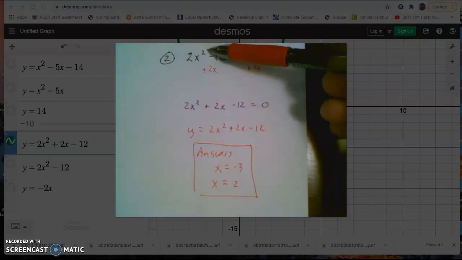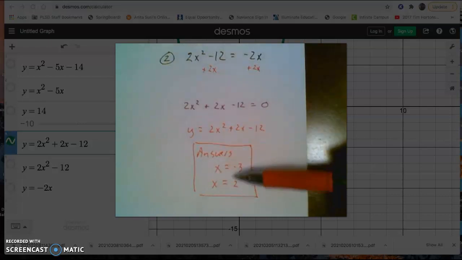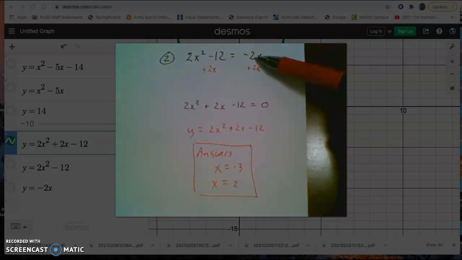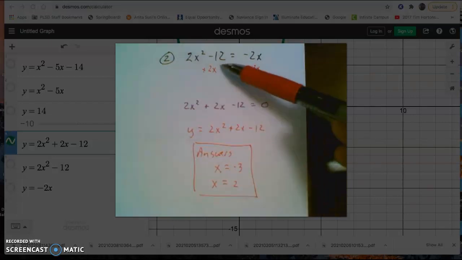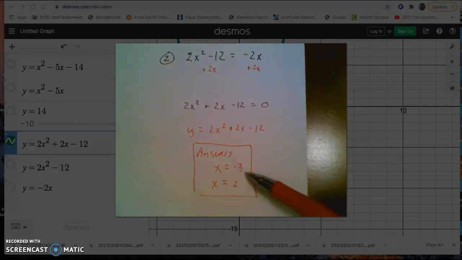So the largest exponent in my equation was 2, and I got 2 answers. It won't always work out that way, but very frequently it will. And if I wanted to take either of these and plug them into this original equation, they would both work. They would both make the left side equal the right side. I'm not going to take the time to do that, but trust me, it would work.